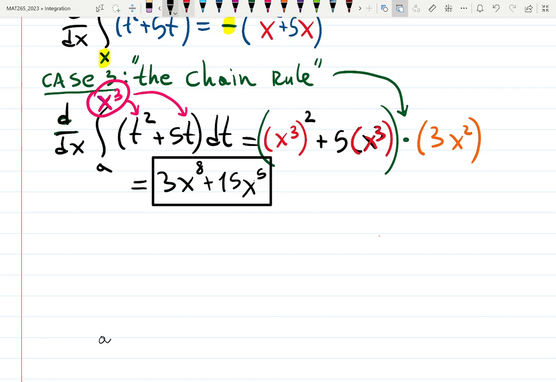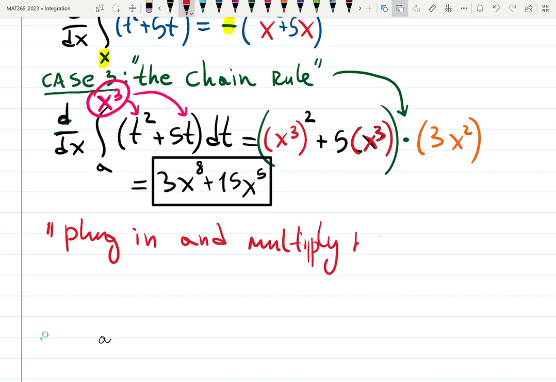So what I wanted to say is the steps, I have nice written steps here, is plug in and multiply by the derivative. So plug in and multiply by the derivative.